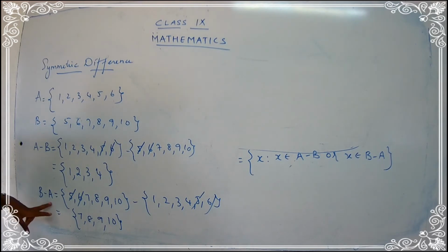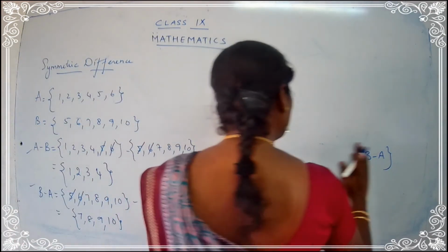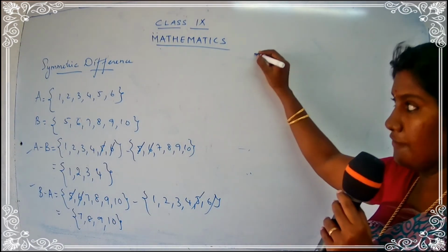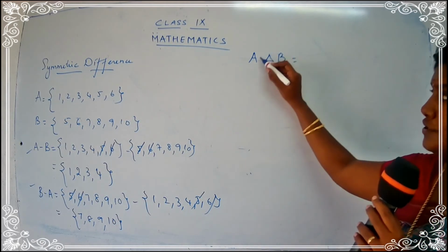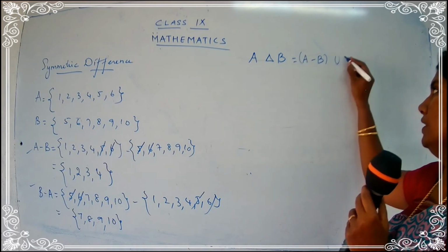So B minus A is 7, 8, 9, 10. So what we have done, we have found A minus B and also we have found B minus A. Now we have one more thing over here. So what are you going to do here? You are going to find the symmetric difference. So A symmetric difference B. The symmetric difference of A and B is, the formula is A minus B union B minus A.